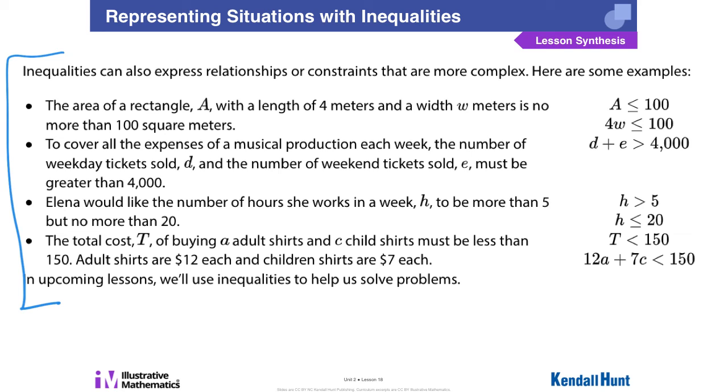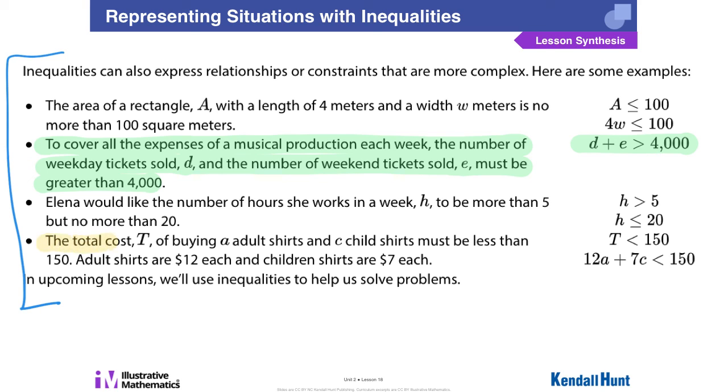One example I want to show is this one right here. To cover all the expenses of a musical production each week, the number of weekday tickets sold, which is D, and the number of weekend tickets sold, which is E, must be greater than 4,000. And that's matching this inequality right here, just showing that we can have more complicated stuff in our inequalities. For example, D plus E has to be greater than 4,000.